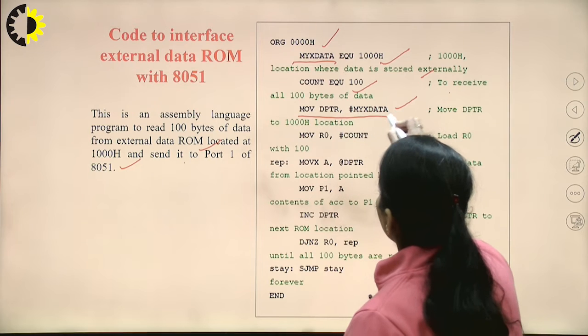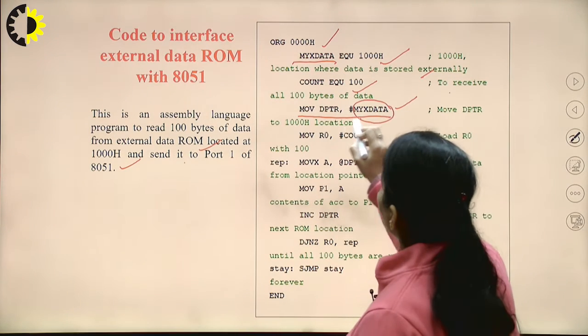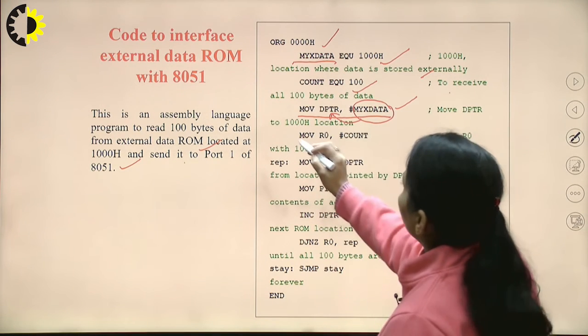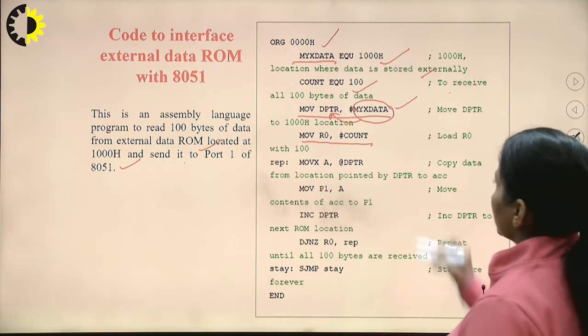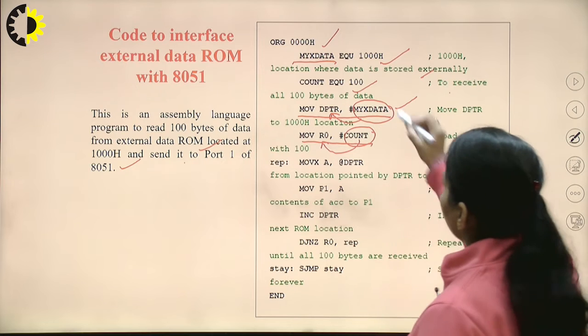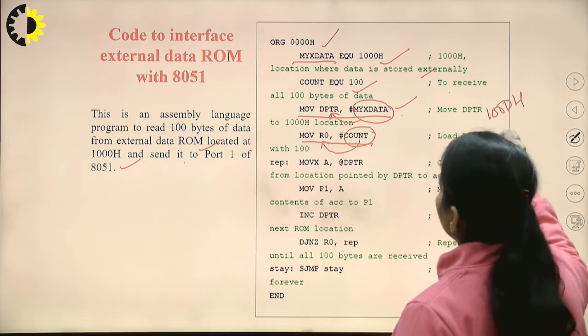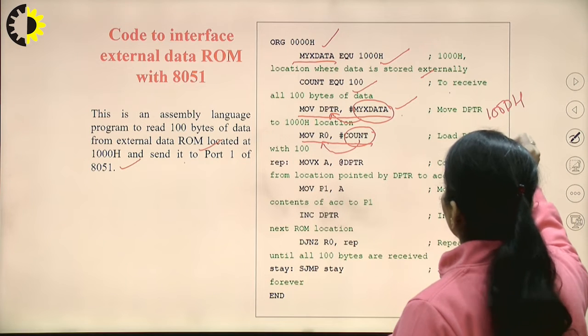MOV DPTR, #MYXDATA, that is, the immediate value is moved to the data pointer. MOV R0, #COUNT, that is the immediate value of count is moved to R0. So here DPTR is loaded with 1000H and R0 is loaded with 100.